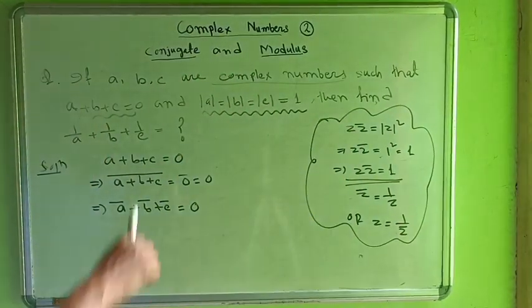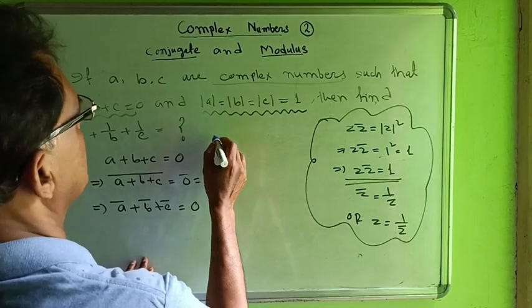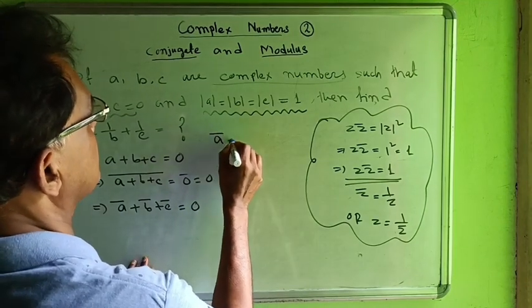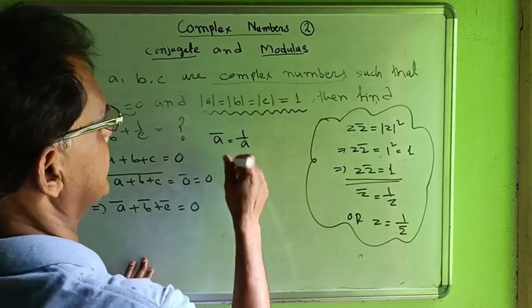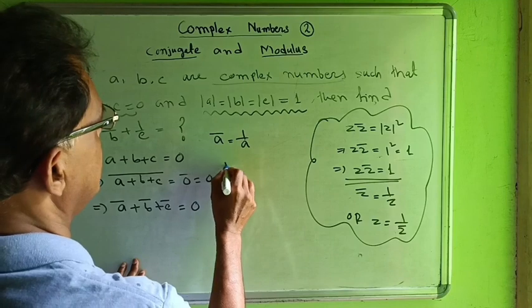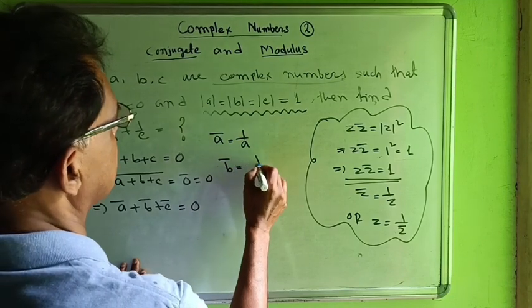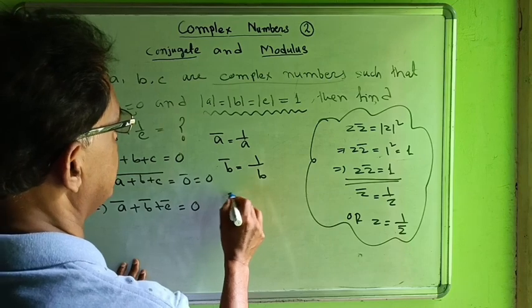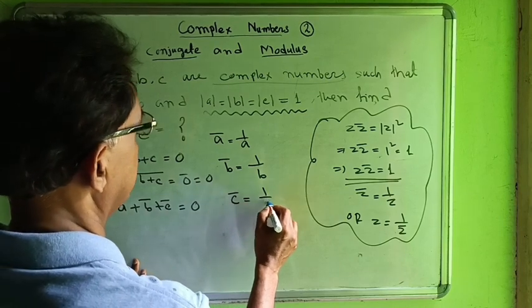Here also we can say that a bar is equal to what? 1 by a, since a is unimodular. And similarly, b bar equal to what? 1 by b. Similarly, c bar equal to what? 1 by c.